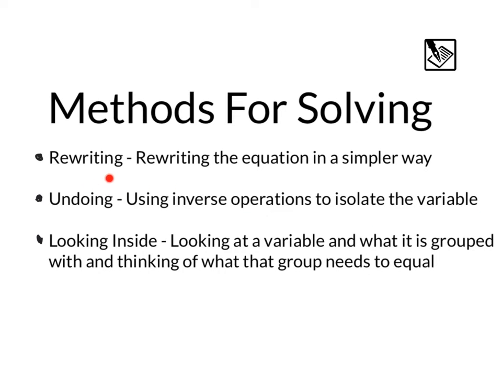So first we have rewriting. This involves rewriting the equation in a simpler way, like distributing, combining like terms, anything that rewrites it in a different way. Undoing. This is when we use inverse operations to isolate the variable. Those inverse operations, like if it's plus something, you subtract it, multiplying something, you divide, etc. Lastly, looking inside. This is when you look at a variable and what it is grouped with and basically think of what that group needs to equal. If you solve equations in your head, this might be something you do frequently.